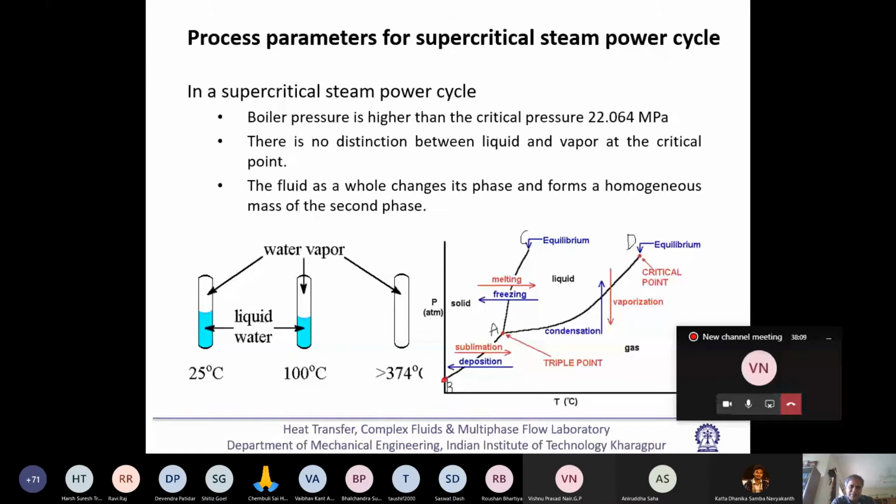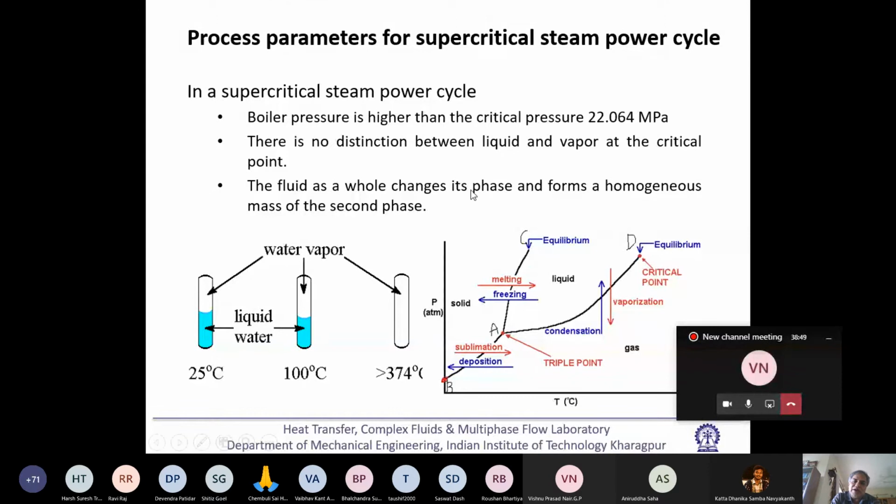Let me skip this also. If you feel, you can read it, but some values are there. Boiler pressure is higher than the critical pressure of 22.064 megapascal. So far the examples we were taking were 8 megapascal, etc. If we go to a supercritical thermal power plant, the pressure will be more than 22 megapascal, around 25 megapascal. So very high pressure. Okay.